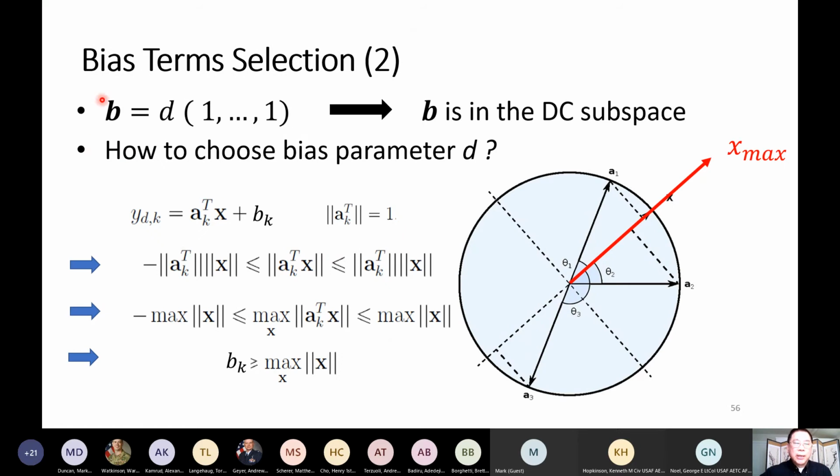And how to choose the bias? Actually, it's not difficult. Just find all the input X and find the maximum magnitude. This is like the Euclidean norm.